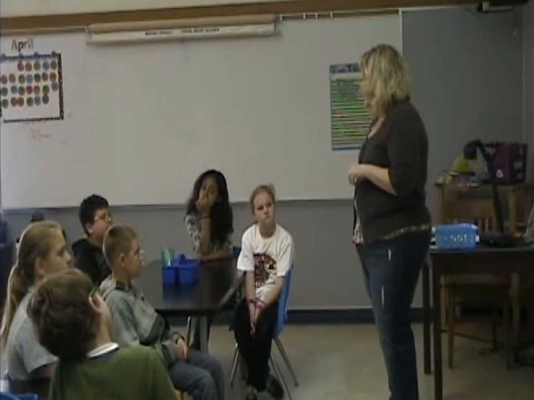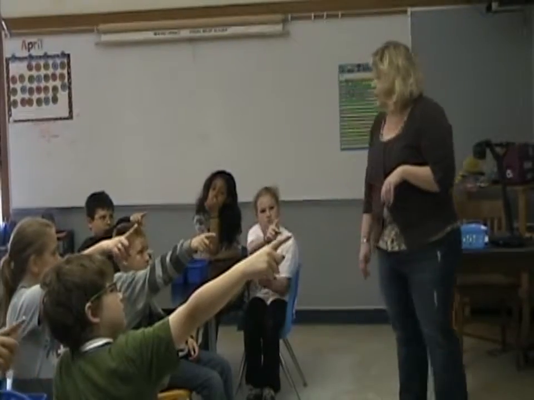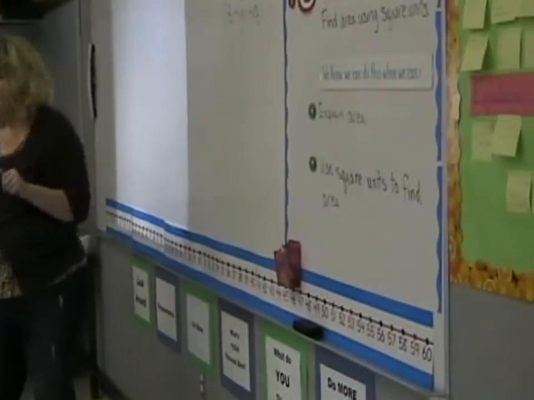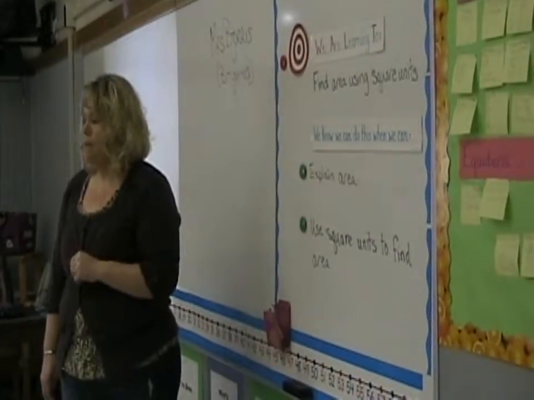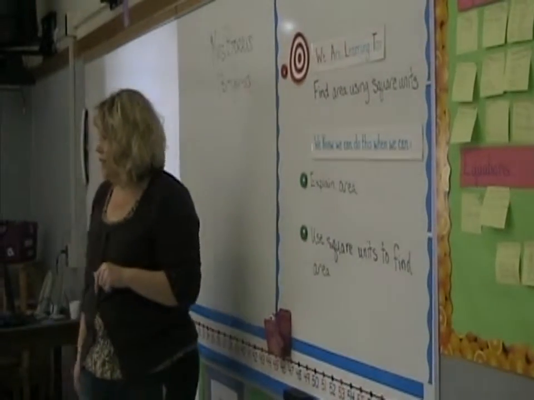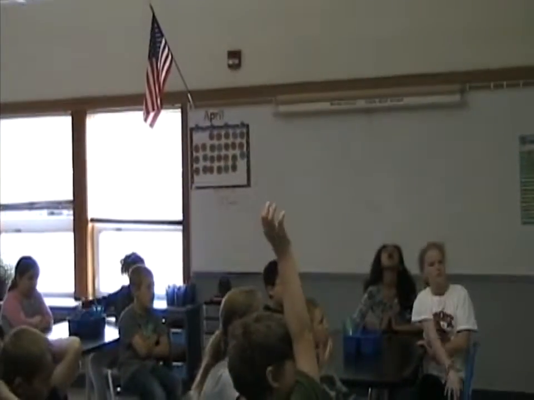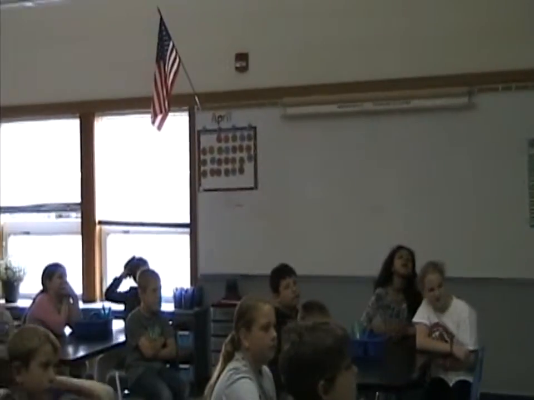Right, today we're going to be learning something new, and when we learn something new, we always read our learning target. Point in the room if you know where the learning target is. Well, look at there, we've probably done that a few times. So, I'm going to pick someone to read our learning target. Kylie, would you read our learning target? Find area using square units. Good. And we know we can do this when we can explain area and use square units to find area.